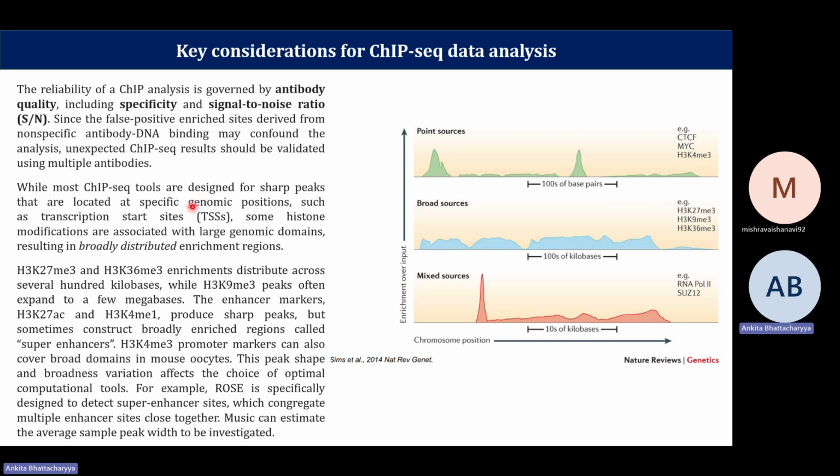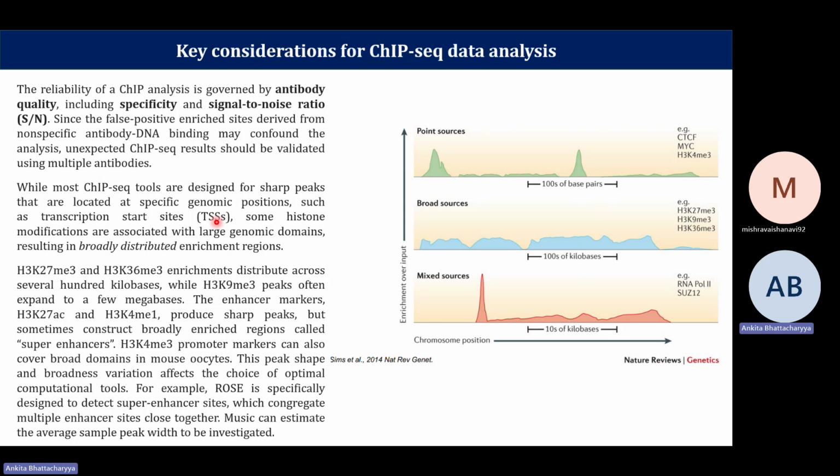Now, while most ChIP-seq tools are designed for sharp peaks that are located at some specific genomic positions, like for example, at some transcription start site, some histone modifications are associated with large genomic domains that result in very broadly distributed enrichment regions.